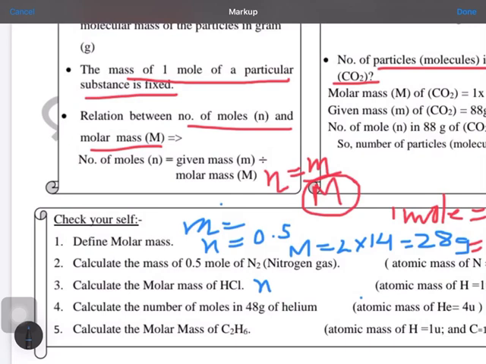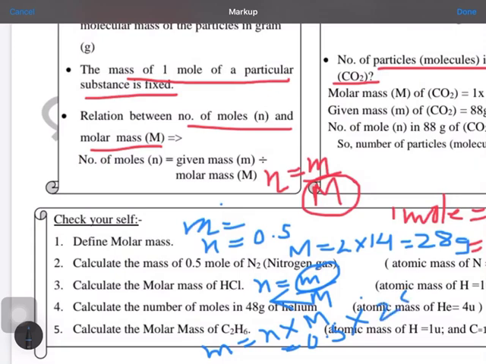Now what is n? n is equal to small m upon capital M. We have to calculate m, so it will go upwards and it becomes m equals n into capital M, and it is coming out to be 0.5 into 28, so it will be 14. So the mass will be 14 grams.